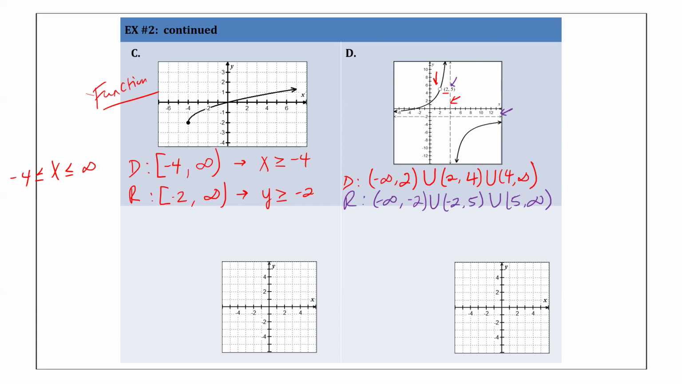Okay. Oh, it's a function. Why is it a function? It passes the vertical line test.